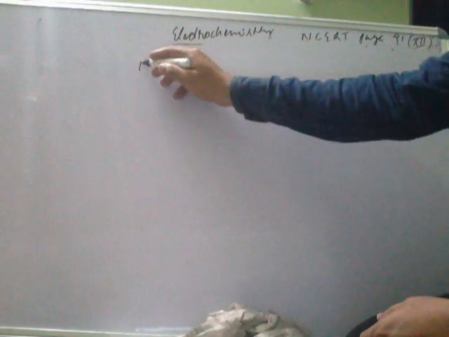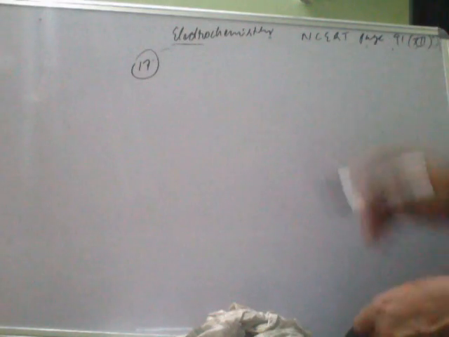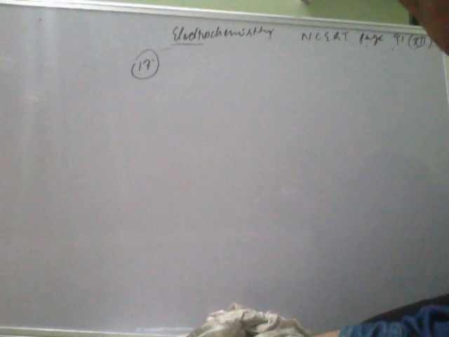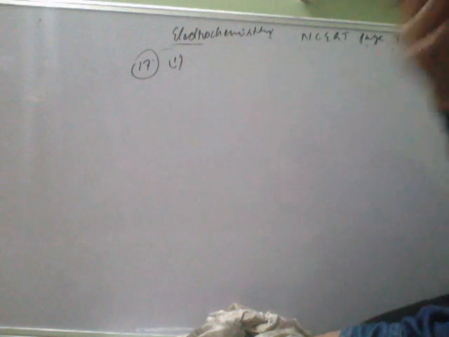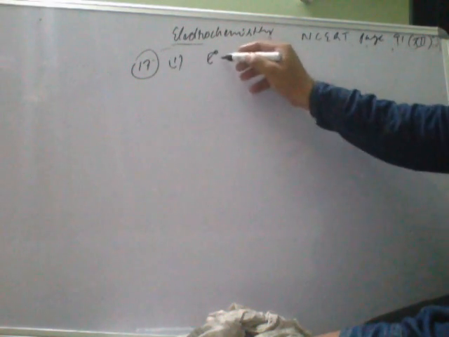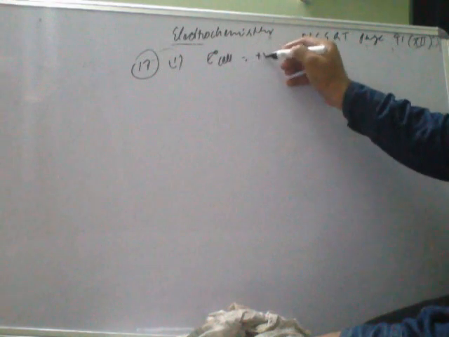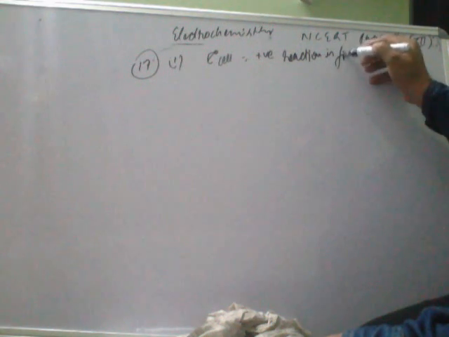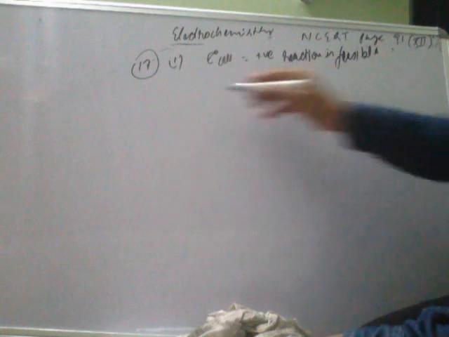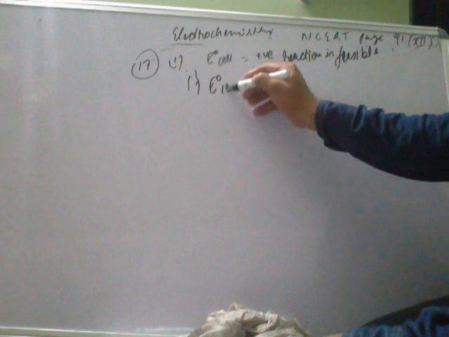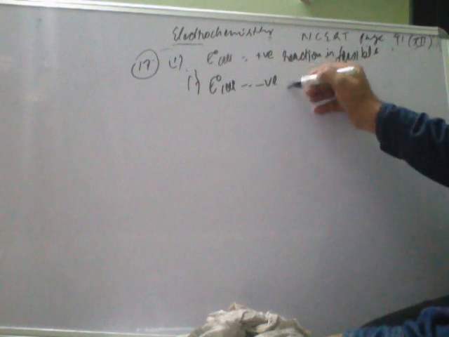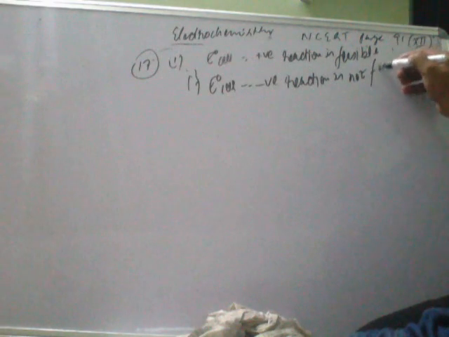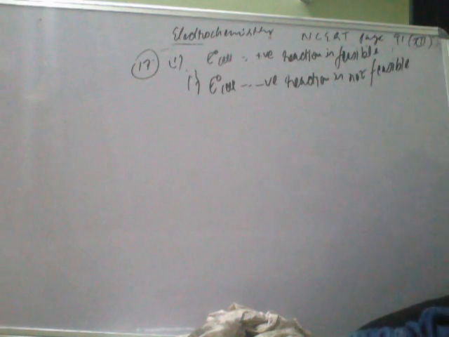Question number 17. When you come to question number 17, it says using the standard electrode potential of the given table, predict whether the following reactions are feasible or not. Quite an easy question. If the value of E cell is positive, the reaction is feasible. And if the value of E cell is negative, the reaction is not feasible.